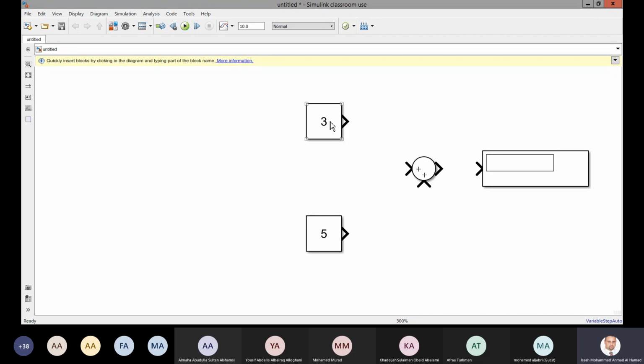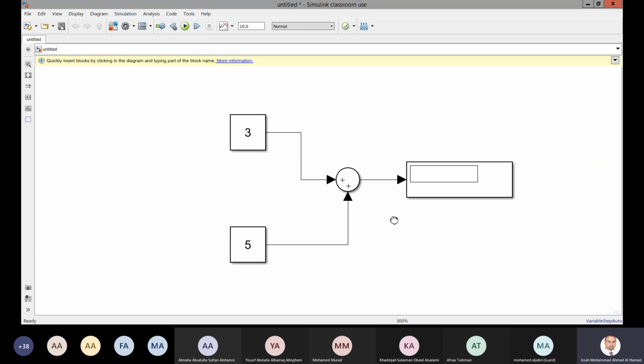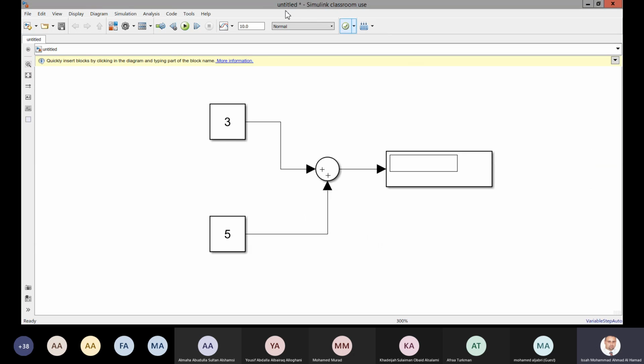Now let me tie them together. So I will tie this block to the addition, I will tie this block here, and I will tie this arrow here. Okay. So I have now a mathematical operation. I need to run this mathematical operation. So run. I got the value of 8, which is the summation of the two blocks or two constants.